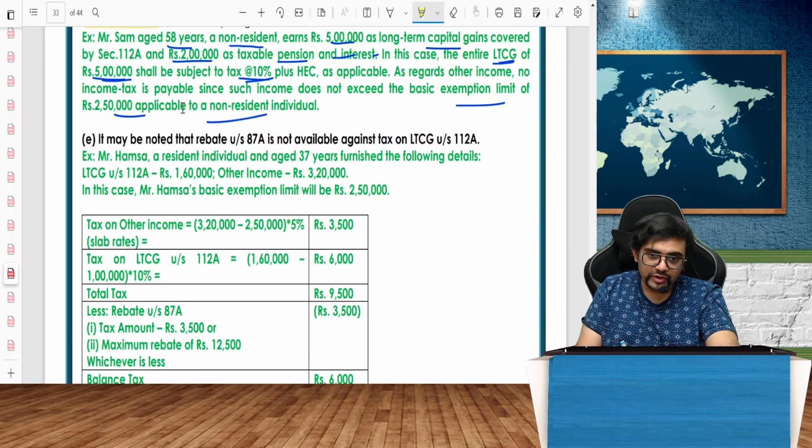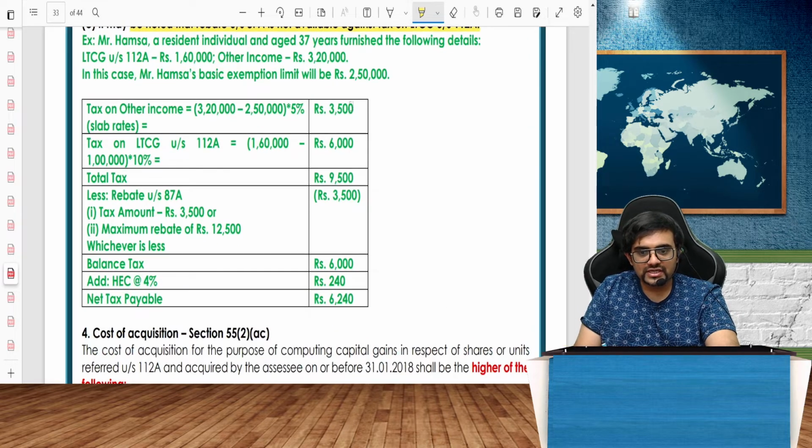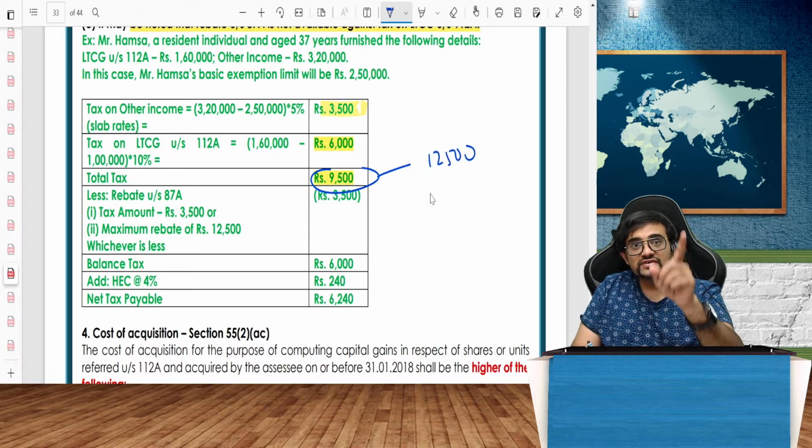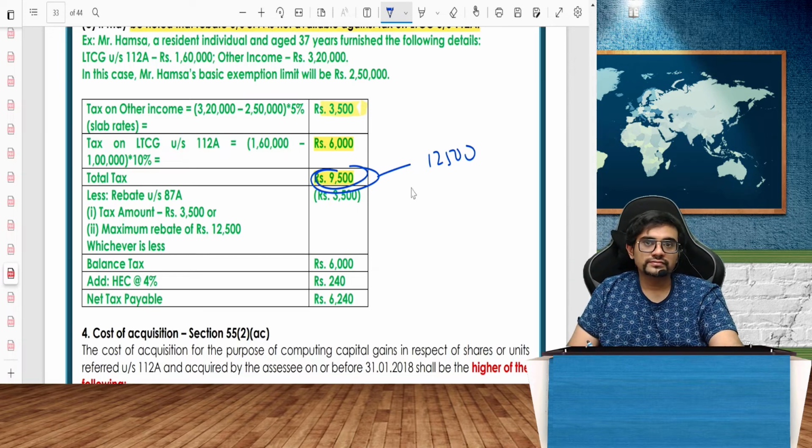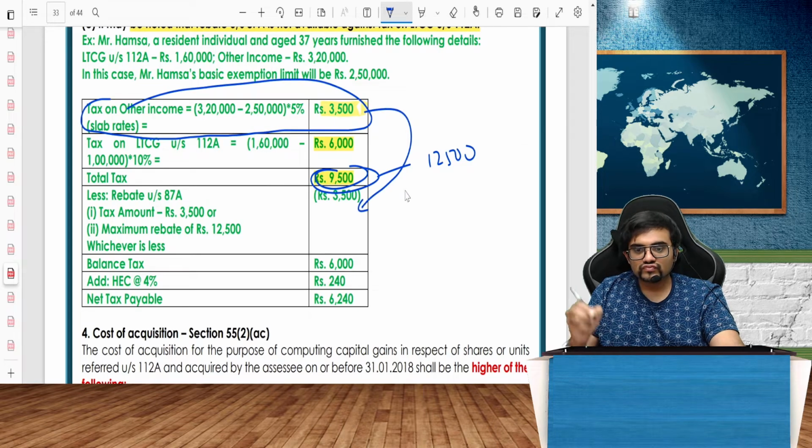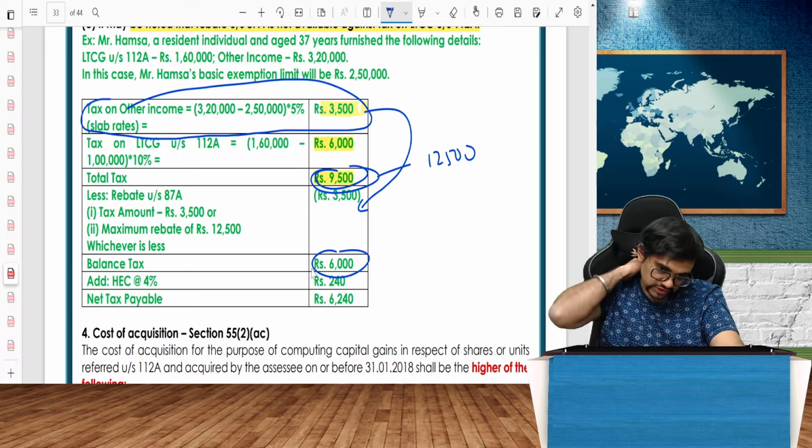Similarly, one more important thing, rebate under 87A is also not applicable for LTCG under 112A. All these are hidden points. For example, tax on other income 3,500. Tax on LTCG 6,000. Total tax 9,500. What is the rebate? Total tax or 12,500, whichever is less. So you will take 9,500 and make it 0. Wrong. Rebate is applicable only for the other income. Balance tax is 6,000. You need to pay.